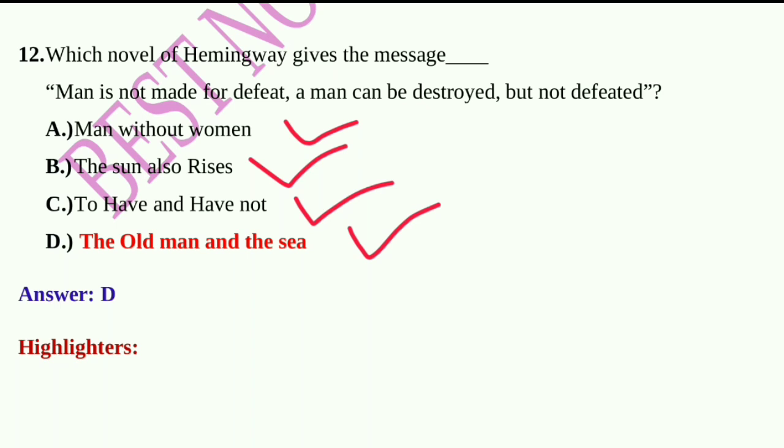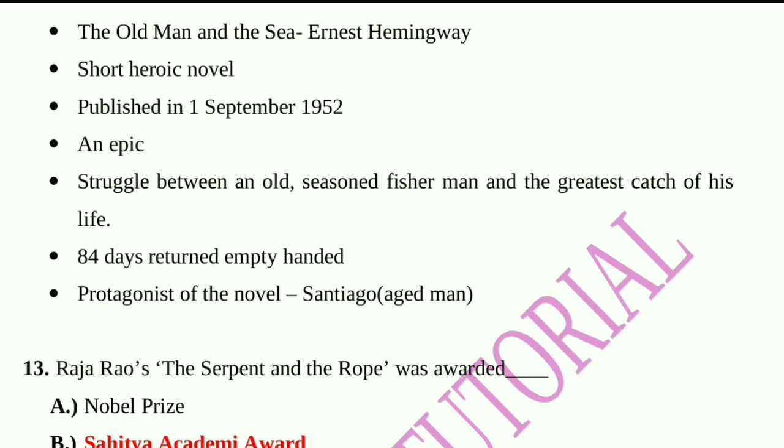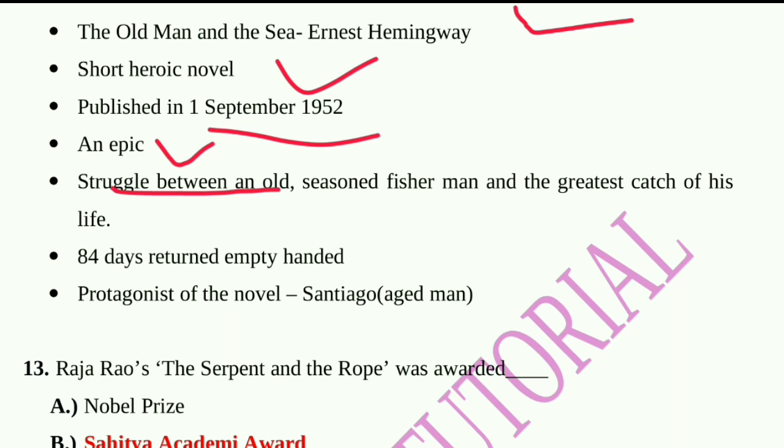Let's see the highlights of the answer. The Old Man and the Sea is written by Ernest Hemingway. It is a short heroic novel which was published on 1st September 1952. It is an epic struggle between an old seasoned fisherman and the greatest catch of his life. He had returned empty-handed for 84 days. The protagonist of the novel is Santiago, an aged man.